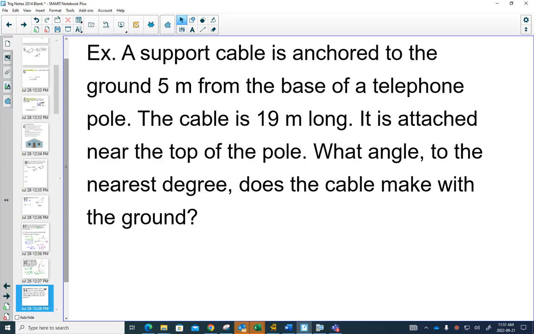And this is sometimes hard when you're first doing it. Maybe you can imagine a telephone pole in real life, but how do you draw that on a piece of paper? What perspective do you have? Where would you draw your 90 degrees? Okay?